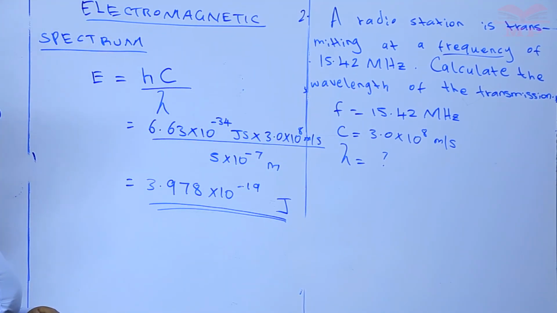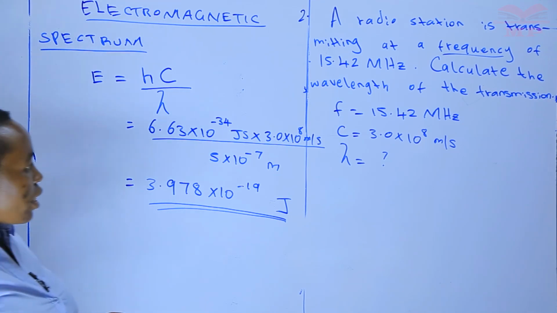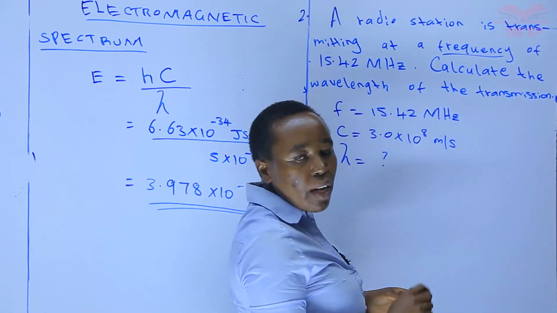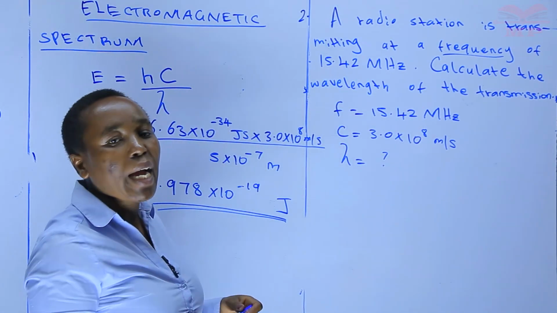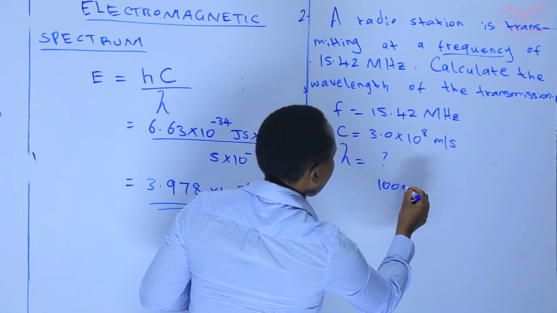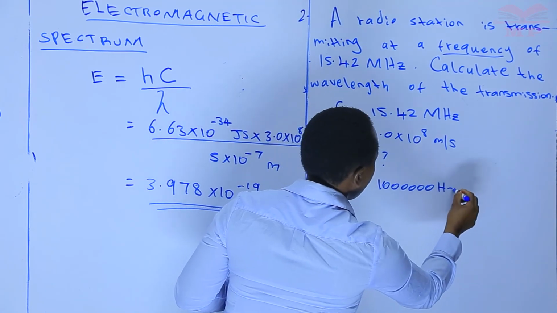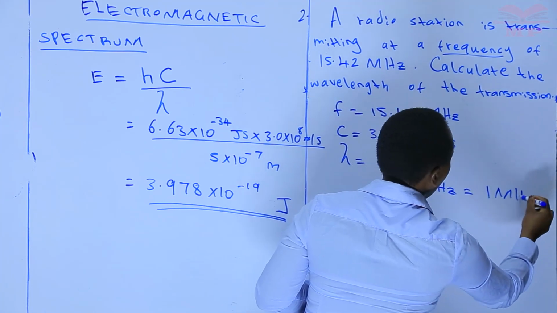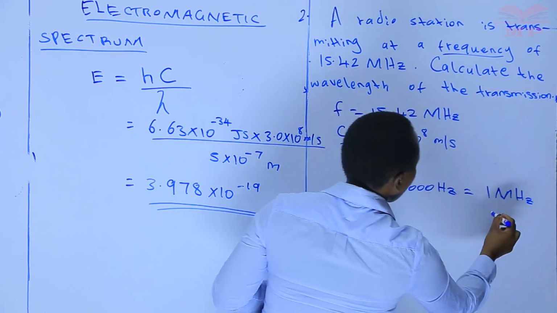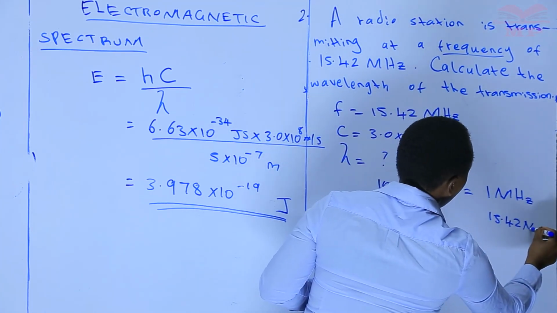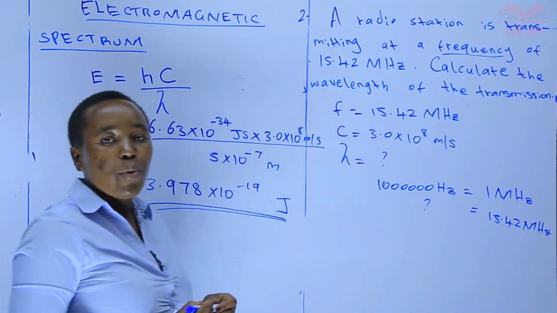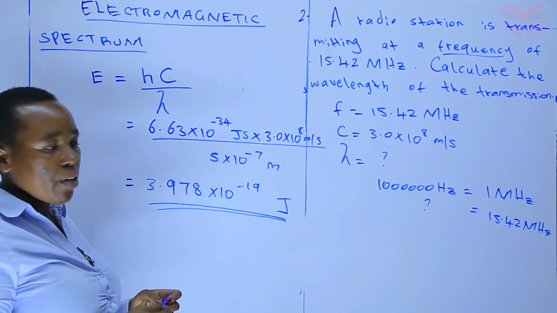Remember, before we calculate, we ensure that every quantity is in its SI unit. Here we have frequency in megahertz. We know that 1,000,000 hertz make 1 megahertz. This 1,000,000 hertz is equivalent to 1 megahertz. So what about 15.42 megahertz? We need to convert this to hertz, which is the SI unit of frequency.